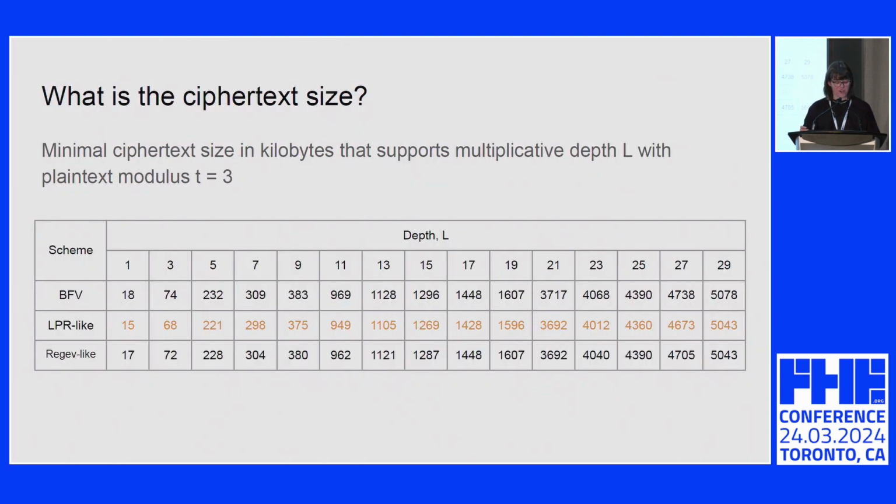Okay, so then we're going to see what the actual ciphertext sizes are. These are the minimal ciphertext sizes in kilobytes that support multiplicative depth L with plaintext modulus T equals 3. You don't have to read all the numbers. Basically, I want you to take away that in most cases, the LPR-like scheme is providing a smaller ciphertext than BFE.